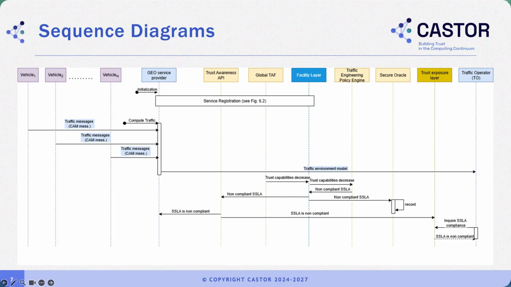In the emergency flow, a vehicle detects a crash and emits a decentralized environmental notification. That message is promoted to the highest priority class, so it jumps ahead of normal CAM traffic. The GSP classifies severity and notifies the local emergency responder, and, if it's severe, such as a multi-vehicle crash, it escalates to the central responder for cross-domain coordination.